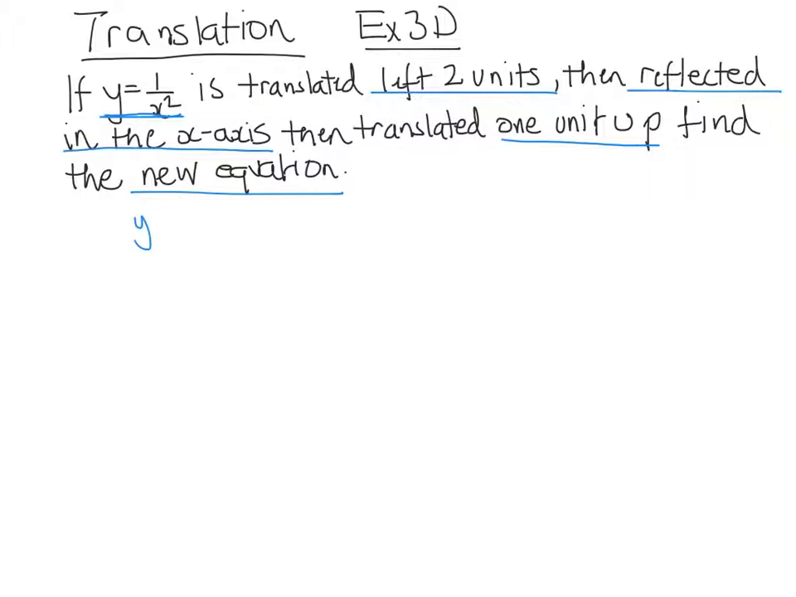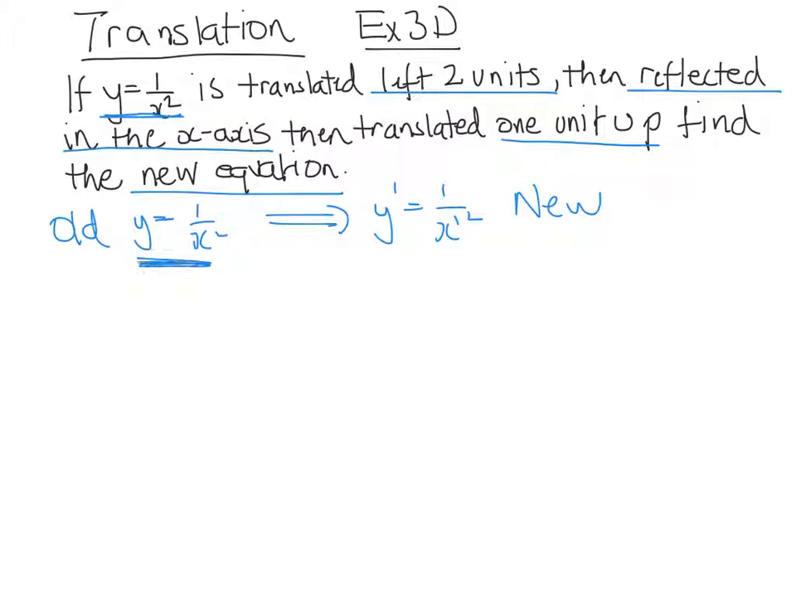So if our old equation is y equals 1 over x squared, and our new equation will be in terms of y dashed and x dashed. So this is the new equation and this is the old equation. So if we were to pick out any old point on this old equation here, it would be x, y. Now the first thing that happens is we translate 2 units to the left, so left 2.